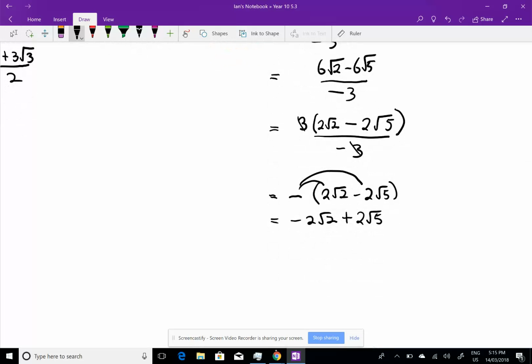And if I wanted to be really particular, I'd rewrite that because those two things are added and it doesn't matter which way I add them. So I get 2 root 5 plus negative 2 root 2, which is the same as 2 root 5 minus 2 root 2. Well, that one was a bit tricky, and that's the right answer. J.